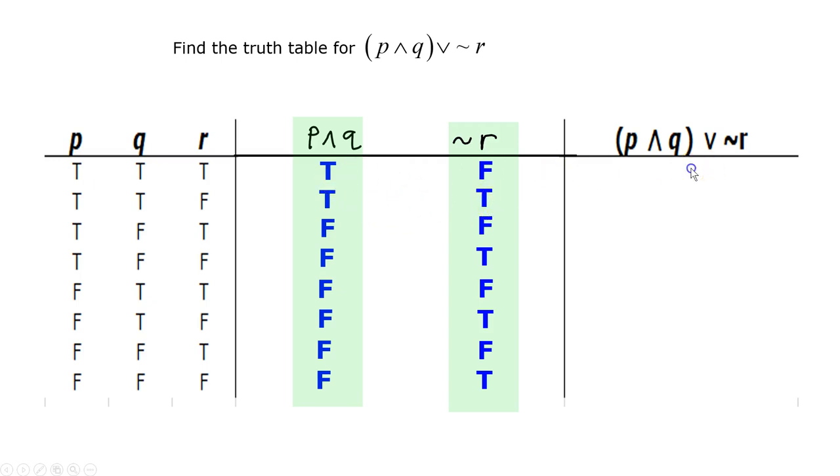So true and false is true. True and true is true. False and false, of course, is false. The right-hand column's true. They're both false here. Right-hand column's true. They're both false here. And the right-hand column's true. So we have that, and that would be the truth table for this one. And ultimately, all you were asked to produce was just this right-hand column over here.